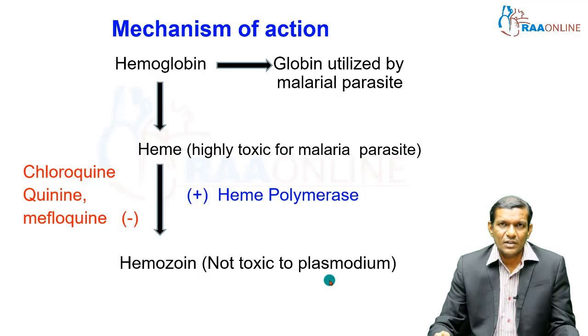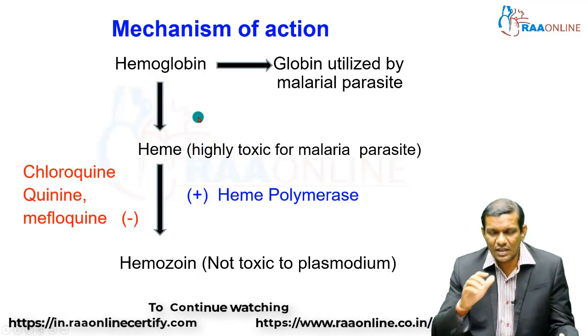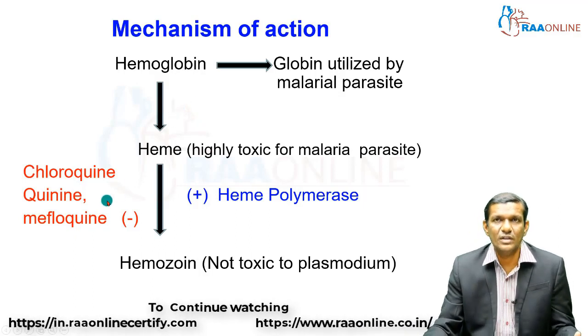So what should our drug do? Chloroquine, quinine, and mefloquine inhibit this particular heme polymerase enzyme released from the malarial parasite. Once you block this, the heme to hemozoin conversion is blocked. With more heme concentration in the malarial parasite, it will cause death of the parasite. So this is the ultimate mechanism of action by which chloroquine, quinine and mefloquine work.